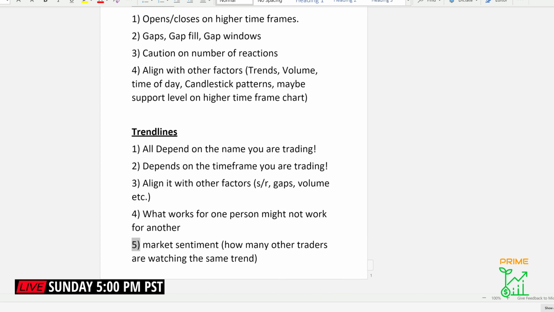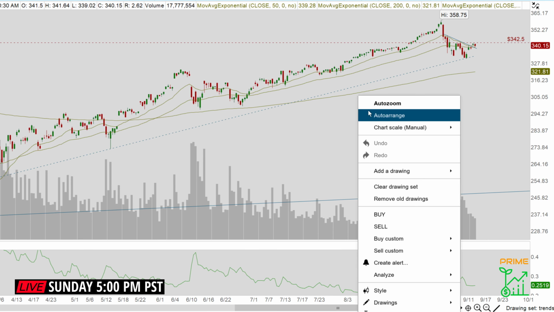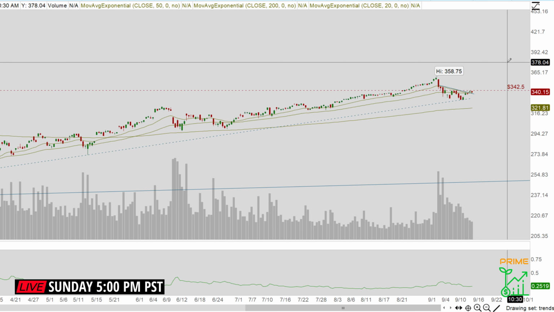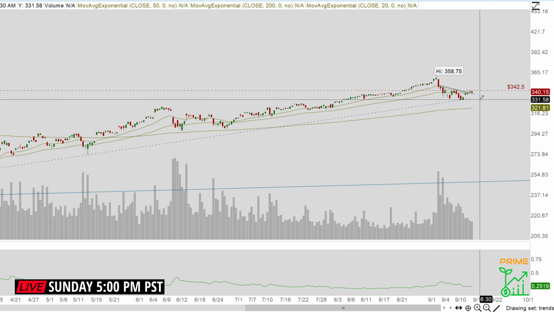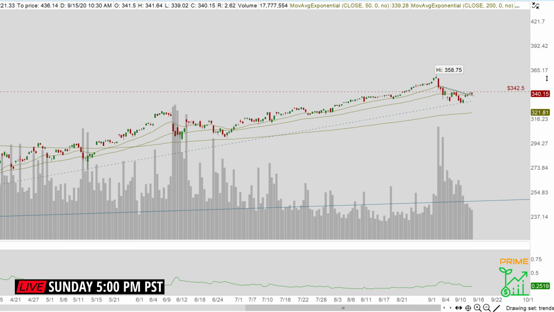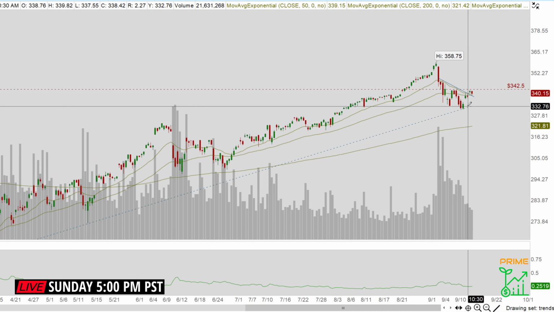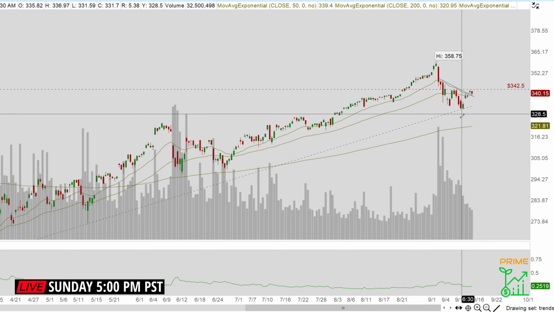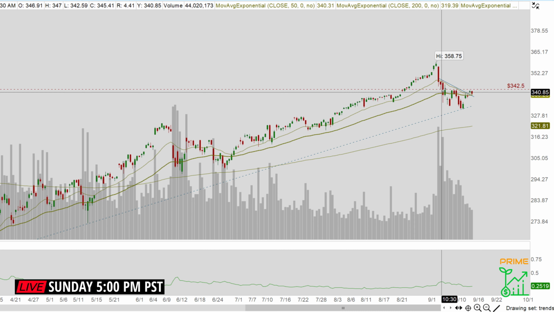Market sentiment. We talked about this too: how many other traders are watching the same trend, right? If I'm a day trader, I want to know what level swing traders are going to be purchasing this thing. Set yourself up for success. It'll work until it doesn't work. That's one thing we do know.